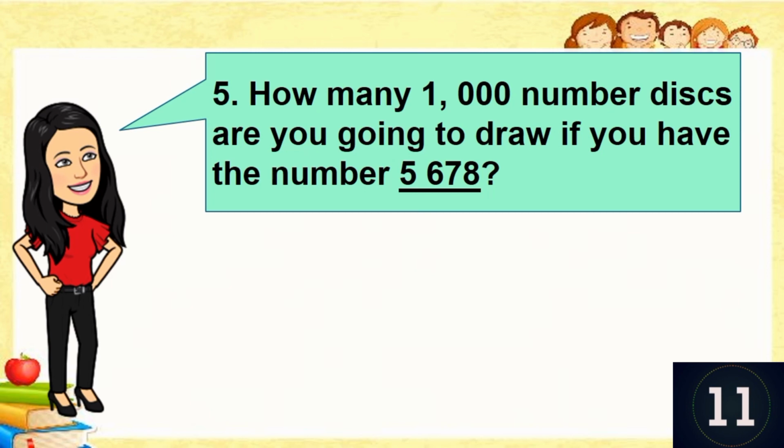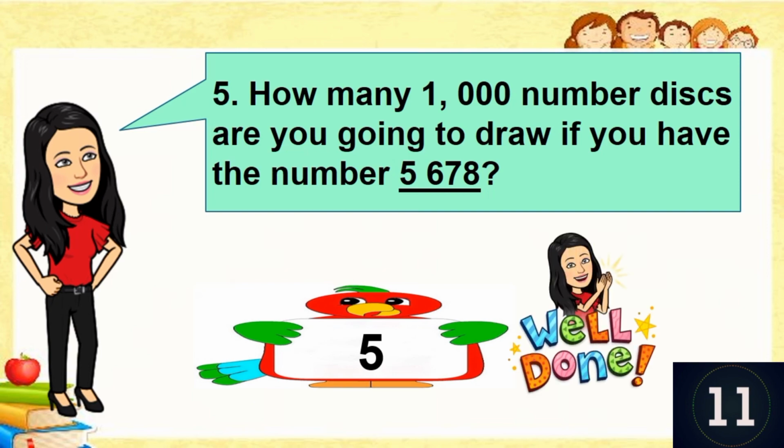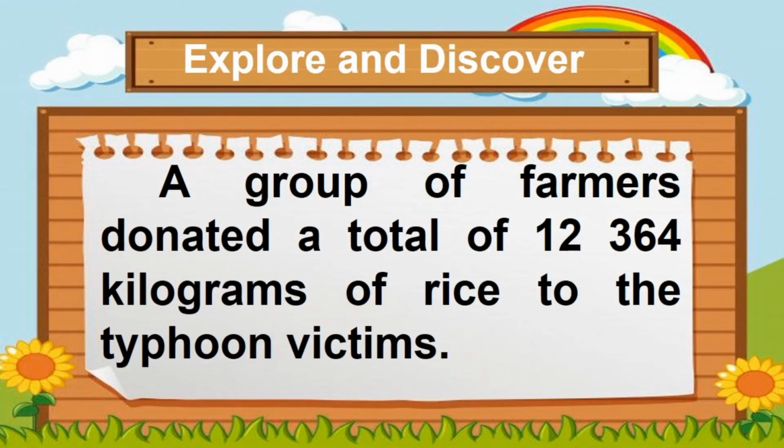5,678? Timer starts now. Time's up. The correct answer is 5. Well done, kids. I know that you are now ready to explore and discover our new lesson.